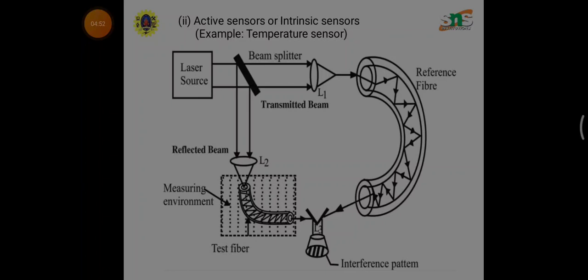The split beam passes through lens L3 and is focused on the test fiber kept in the environment to be sensed. The split beam, after passing through the test fiber, is made to fall on L2. Therefore, changes in pressure or temperature can be accurately measured with the help of the interference pattern obtained. Thank you. We will discuss in the next session.